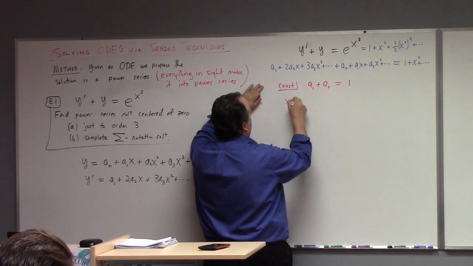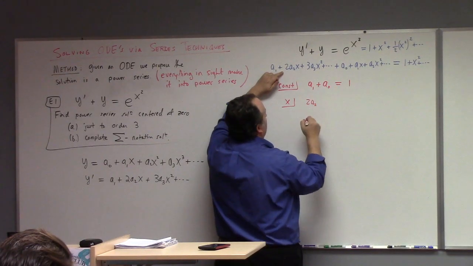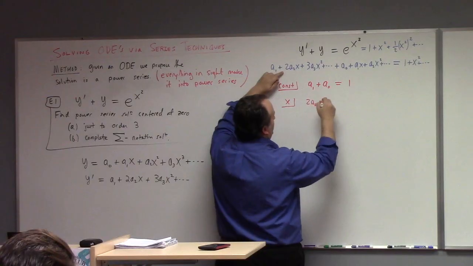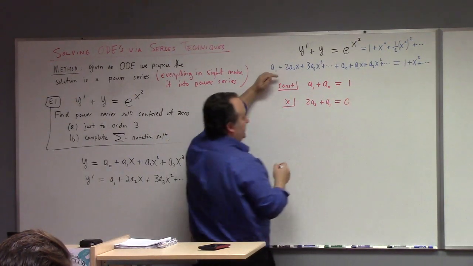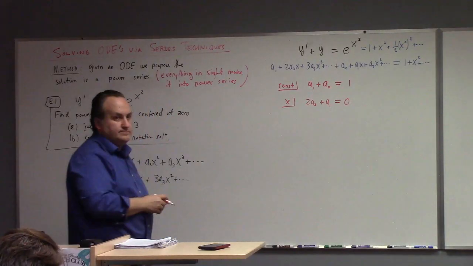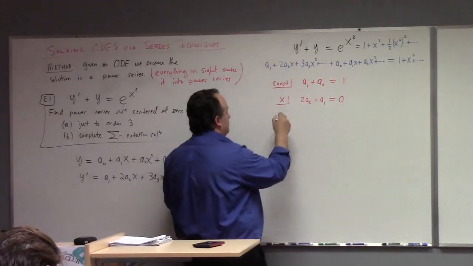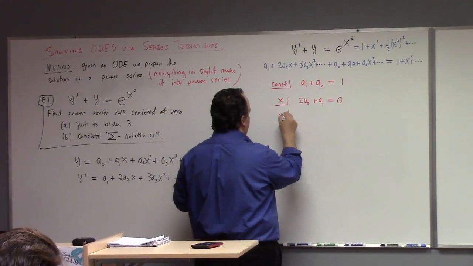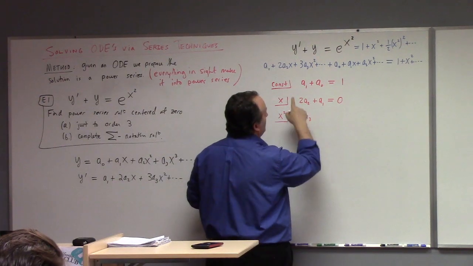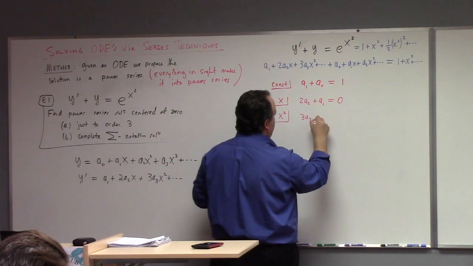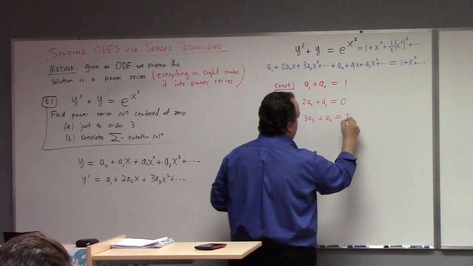My next term, the x: I've got 2a2 plus a1 equal to 0 apparently. All right. And how about x squared? For x squared, I've got 3a3 plus a2 equal to 1.